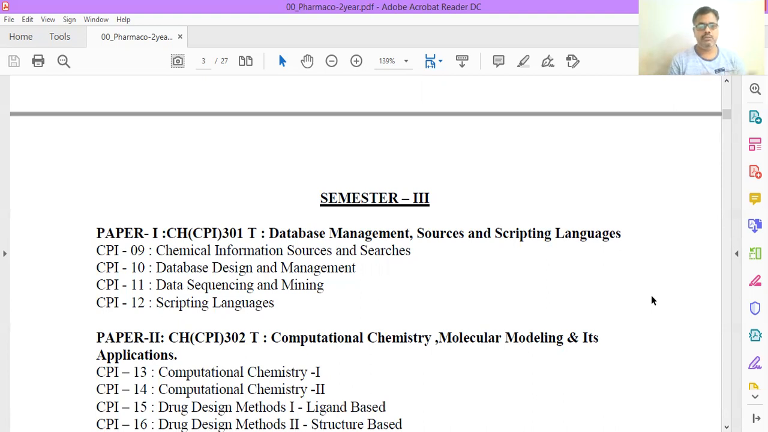All right, so till now these are the topics I want to go with here. I'll take computational chemistry, drug designing methods 1 and 2 topics, as well as data sequencing and mining. So these are my units.